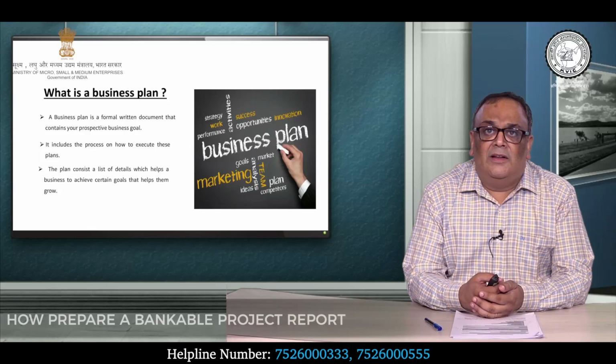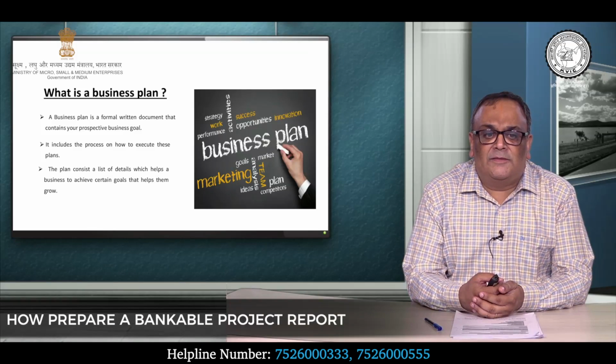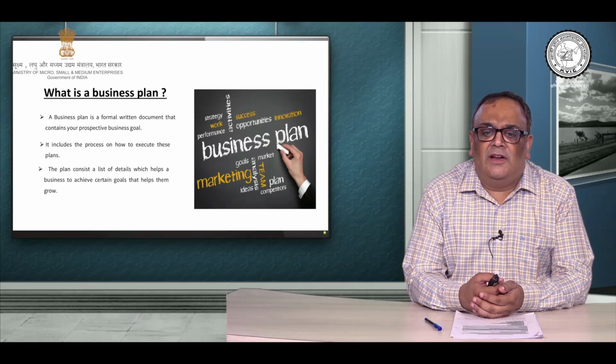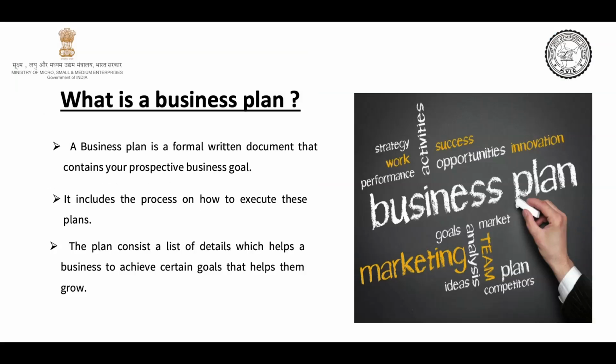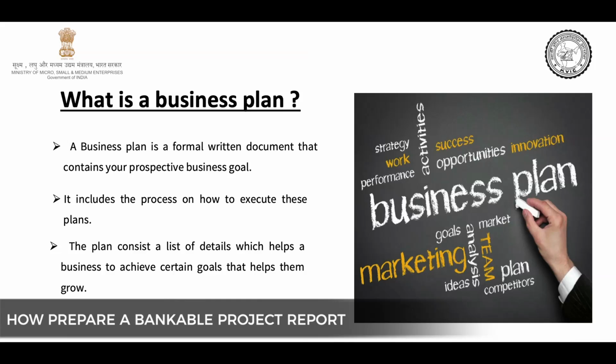And not only the plan is written, the execution is also mentioned: at what point of time you would be taking what actions to ensure your business is on track, or that you are setting up your business in a structured manner and within a time frame, so that losses are not there and you are profitable in the minimum possible time. And this plan consists of a list of details which helps a business to achieve certain goals that help them grow. So what can those details be? We can go into that.